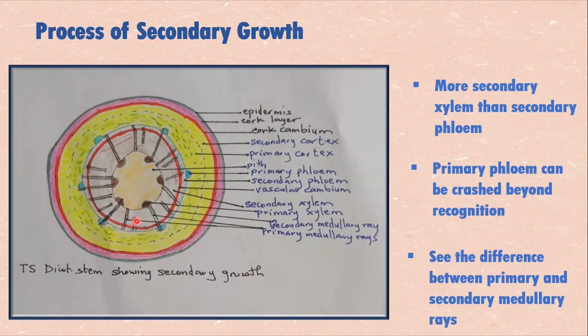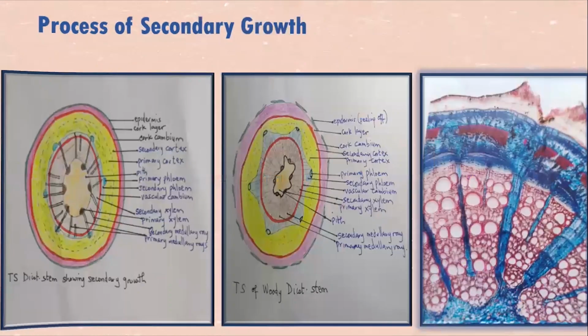Now, this is a secondary medullary ray. The secondary medullary rays are formed only in the tissues that were formed in secondary growth. So this is a secondary medullary ray. This is also another secondary medullary ray. So take note of that. Good. As secondary growth continues to go on, this is what happens.